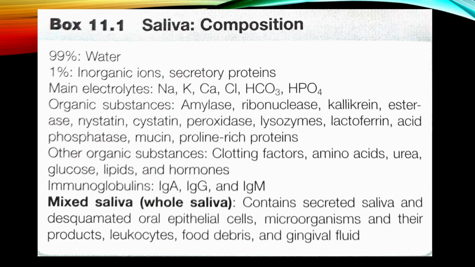Saliva also consists of the immunoglobulins IgA, IgG, and IgM for the protection of our mouth, because it is the first layer which connects the internal environment of the body to the external environment. So the immunoglobulins are very necessary to protect our cells from outside microorganisms.